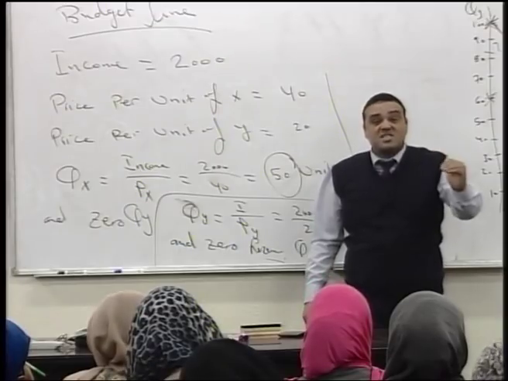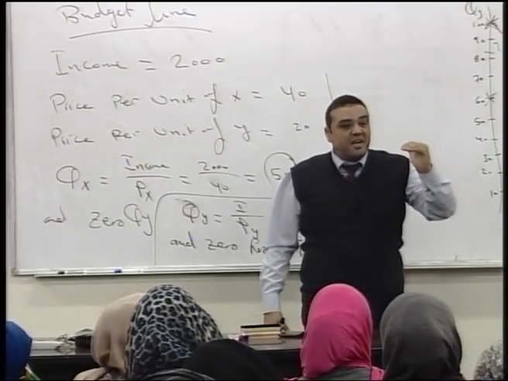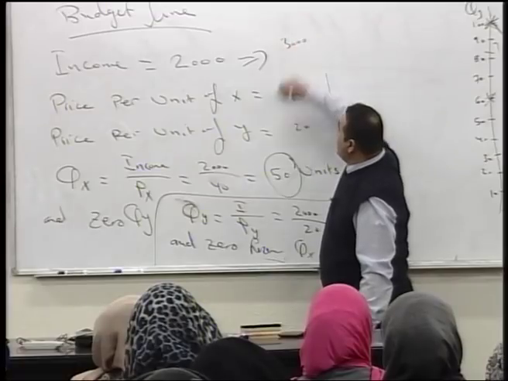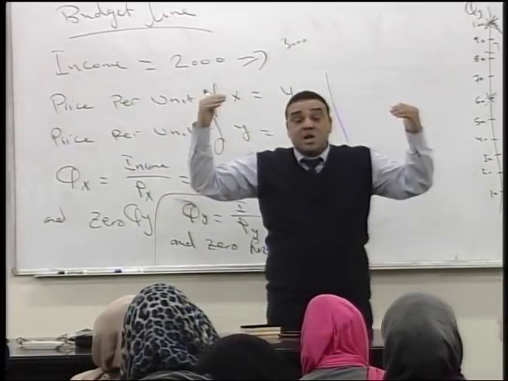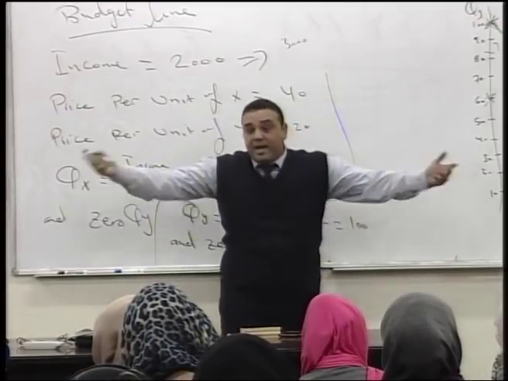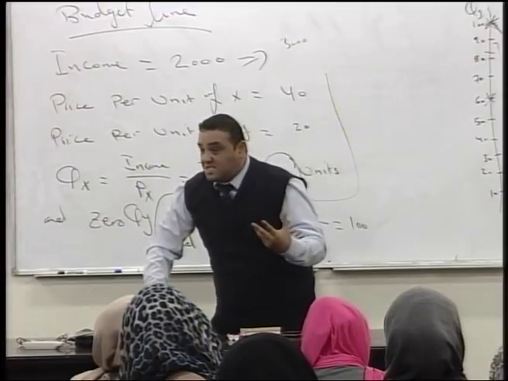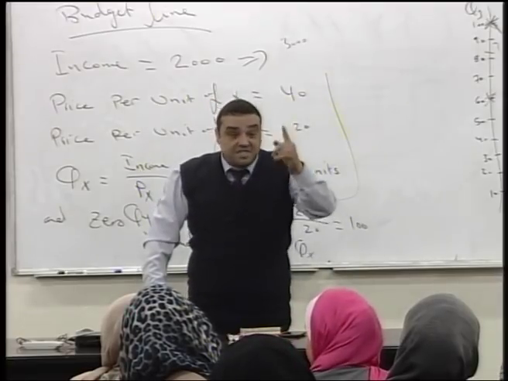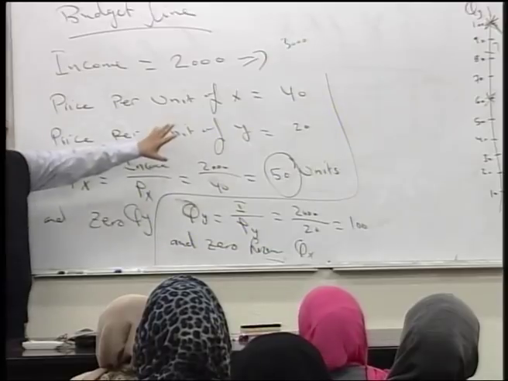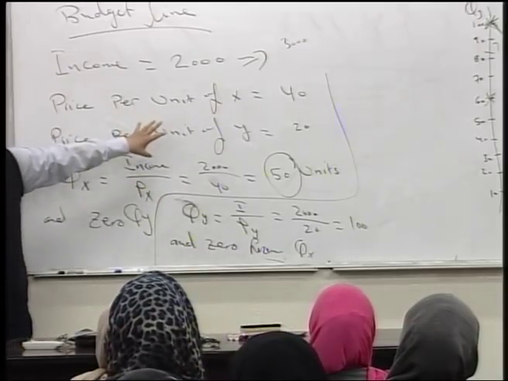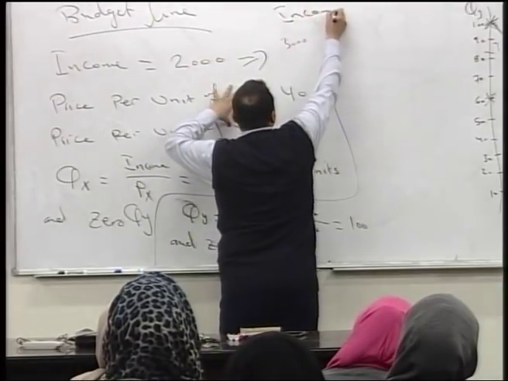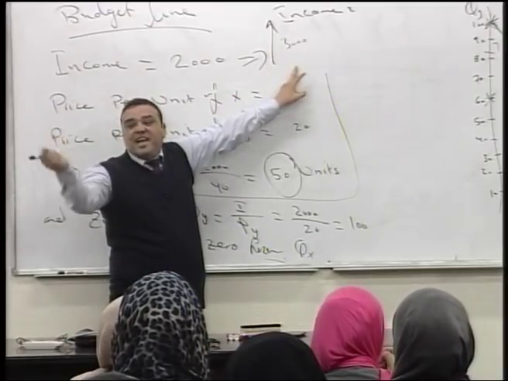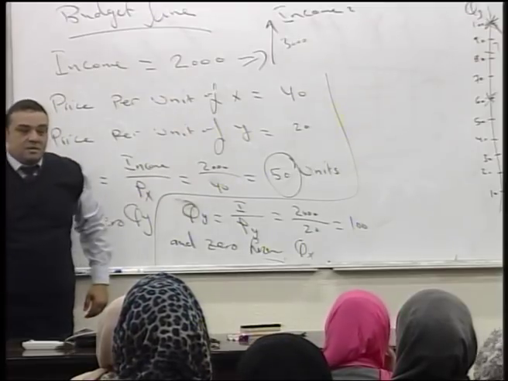Now let us assume that the consumer income increased from $2,000 to $3,000, and the price of X and the price of Y remain constant. What will happen to his capacity, his ability to buy products? Increase. But what will happen to the budget line? Shifts right, we'll see. So let us assume that the consumer's income went up to 3,000, and the prices remain constant.